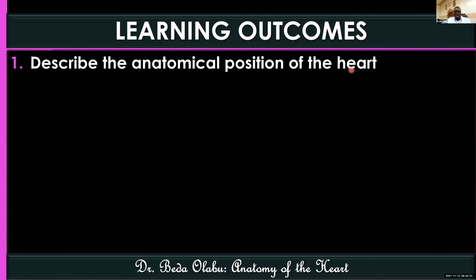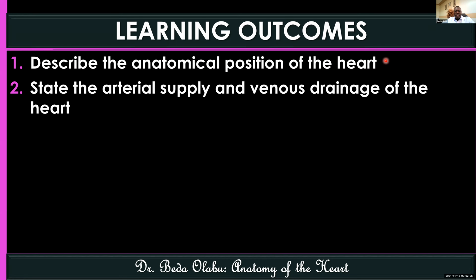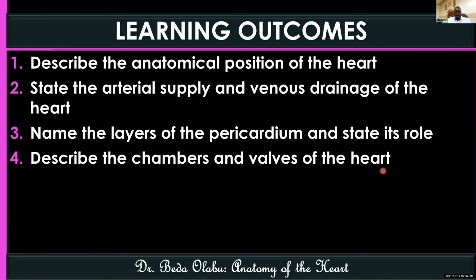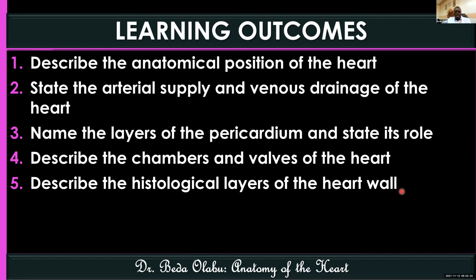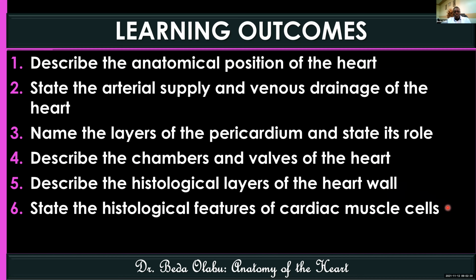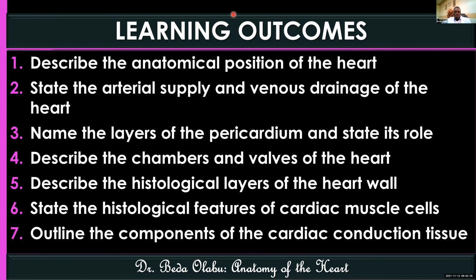We look at the anatomical position of the heart. We'll also look at the arterial and venous drainage of the heart. We'll describe the layers of the pericardium and state the role of each. We'll describe the chambers and valves of the heart. We'll talk about the histological layers of the heart wall. We'll look at the histological features of cardiac muscle cells. And lastly, we look at the components of the cardiac conduction tissue.